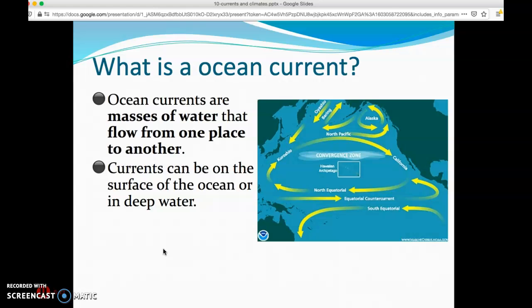What is an ocean current? So our ocean currents are masses of water that flow from one place to another. And I know that sounds like a definition that really doesn't explain that much, but that's what it is, right? It's just a big body of water that flows from one place to another, and they can be on the surface of the ocean or in the deep water. And we're going to kind of discover how those two things are different, like why a surface current moves and why a deep water current moves, because it's not the same, and how they move.